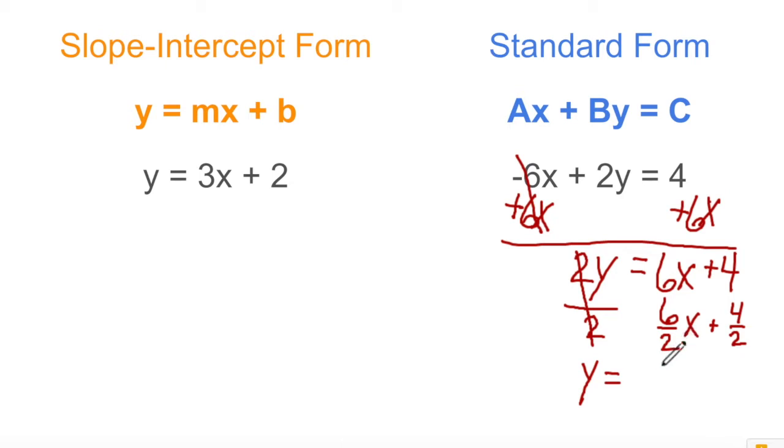So 6 divided by 2 is 3x, and 4 divided by 2 is 2.